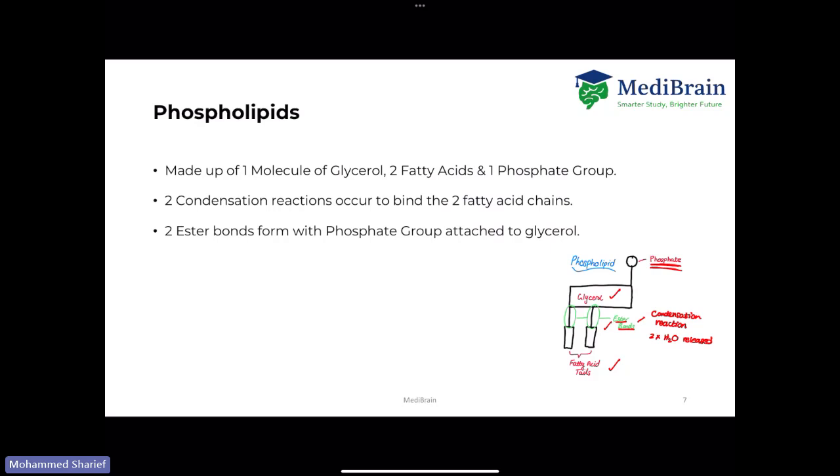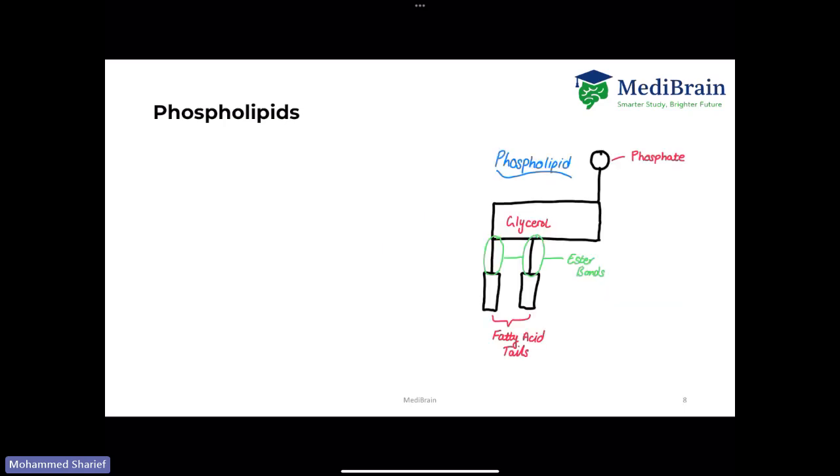Okay, so we've had a look at the structure of phospholipids over there. Glycerol, two fatty acids, phosphate, two ester bonds releasing two molecules of water, and that's your phospholipid. Okay, similar to the structure of the triglyceride, a bit different because of the phosphate. Now you're probably thinking, what's the point of this phosphate? Why is this phosphate actually there?